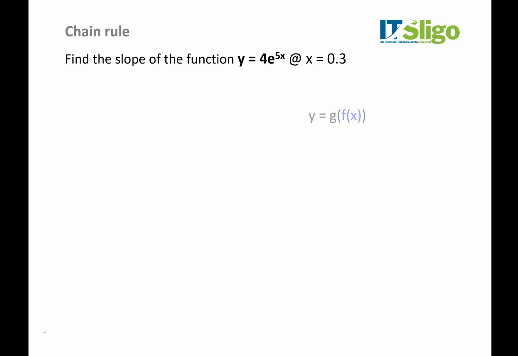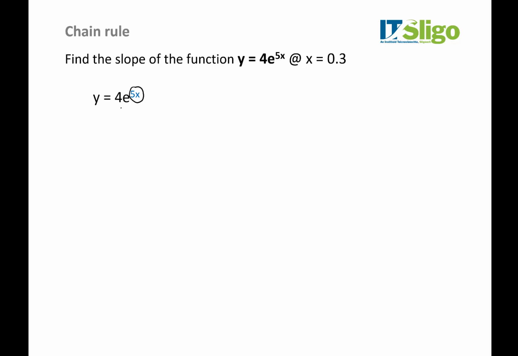So now we'll just take a look at a few examples of the chain rule being used to differentiate exponential functions. Find the slope of 4 e to the power of 5x at the point x is equal to 0.3. So first of all, identify f(x). There's the x bit.